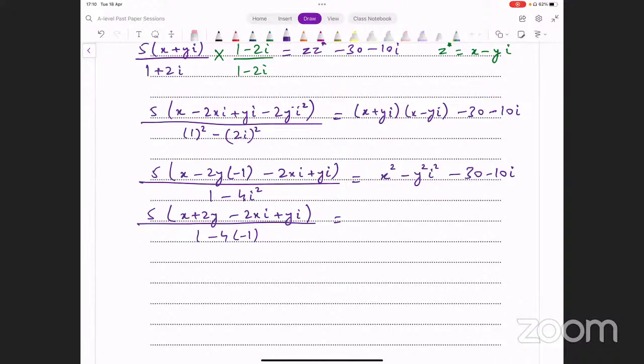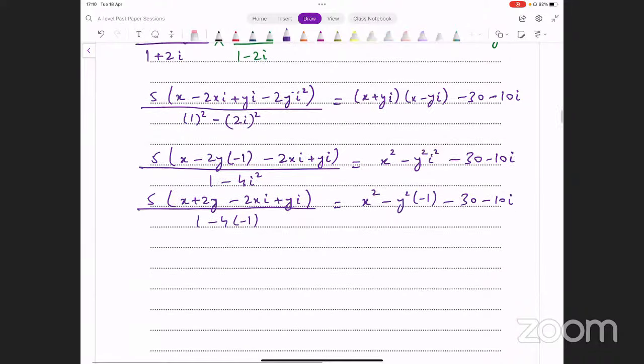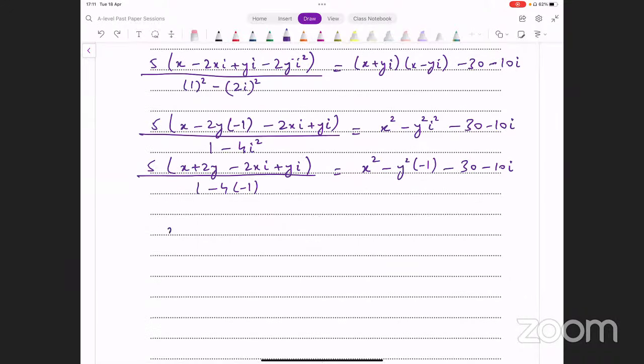Right side पे हमारे पास क्या आ रहा होगा? ये भी iota square है. Iota square -1 होता है. It's going to be x square minus y square into -1 minus 30 minus 10 iota. अब लेफ्ट साइड पे देखें, ये फ्रैक्शन खत्म हो जाएगी. ये 5 कैंसिल हो जाएगा इस पूरे 5 के साथ, right? All of this is 5. This gets cancelled. What am I going to be left with? X plus 2y minus 2x iota plus y iota on the left side. On the right side, I have x square plus y square minus 30 minus 10 iota.